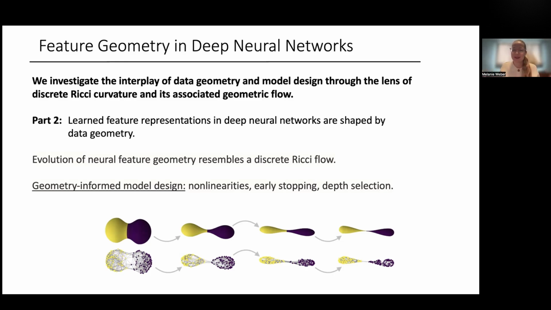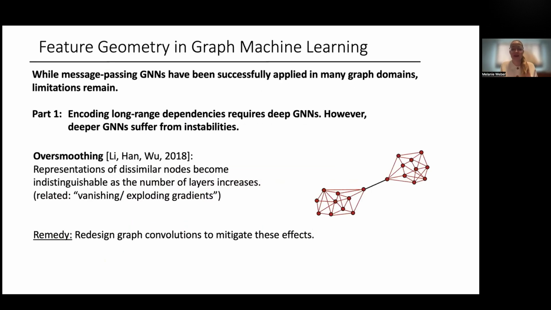If you haven't heard about Ricci curvature and Ricci flow beforehand, don't worry. We will discuss that in detail. And then based on this lens of Ricci curvature and Ricci flow, we want to think about how characterization of data geometry with these tools allows us to get some insights into model design, and in particular a model design that ensures good performance. Okay, so that's the plan for today. But let me start with the first part and feature geometry in graph machine learning.